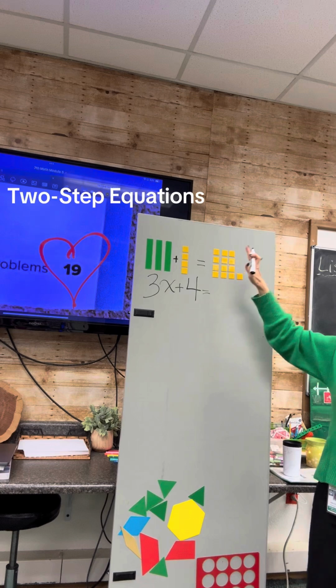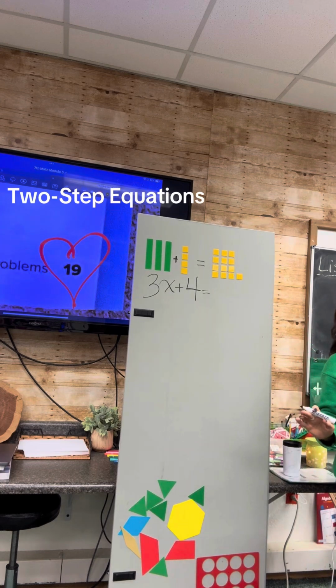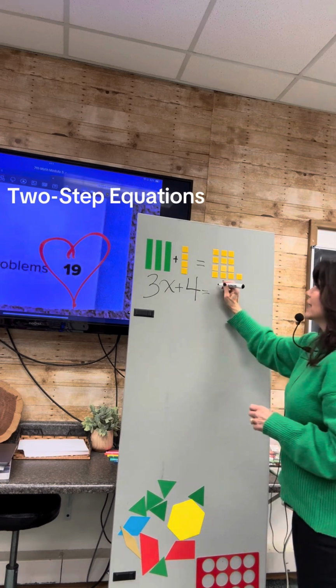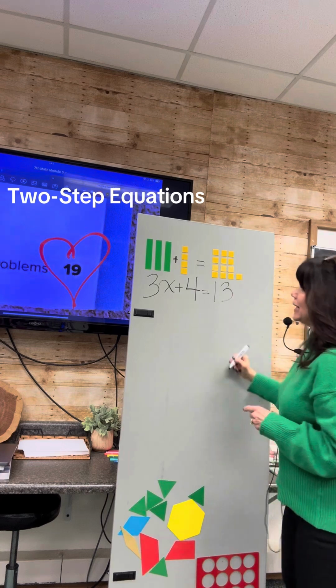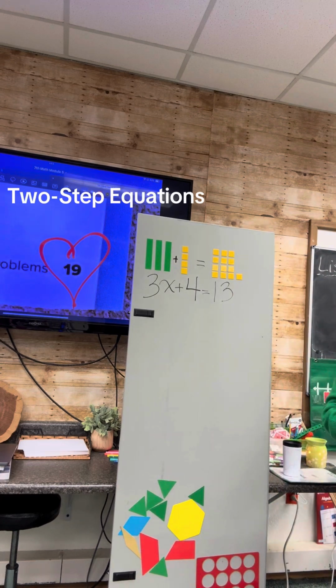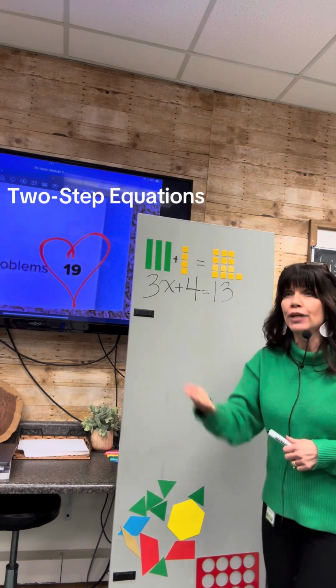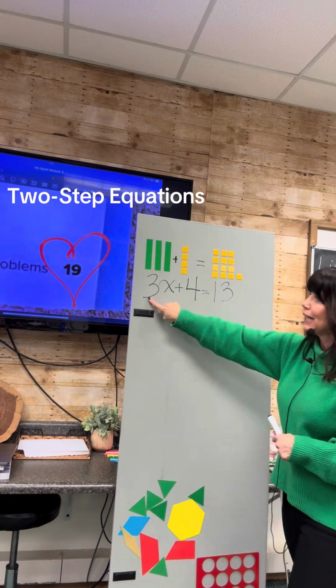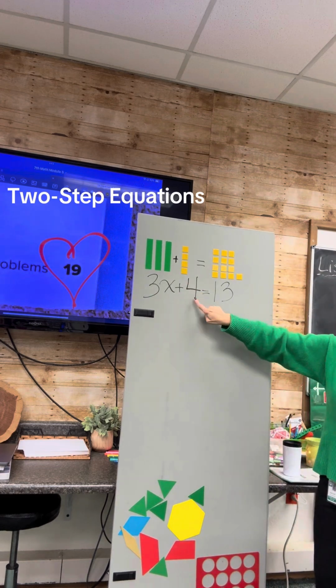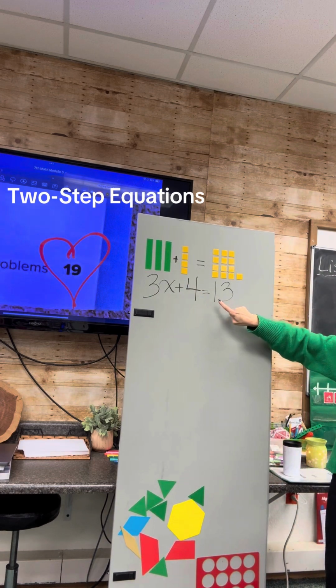Who has already counted my yellow tiles over here? You can tell me how many. 13. Correct. Class, write 13. Everyone, please now read this two-step equation together. Stay together. 3x plus 4 equals 13.